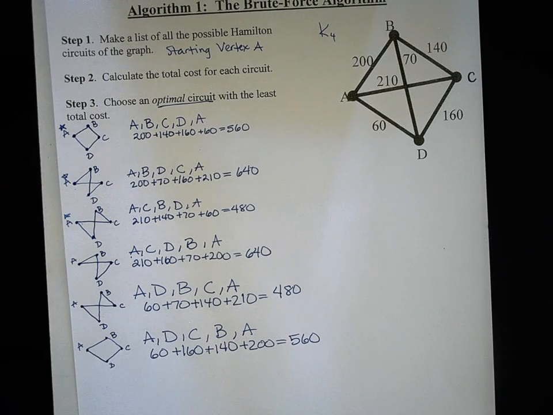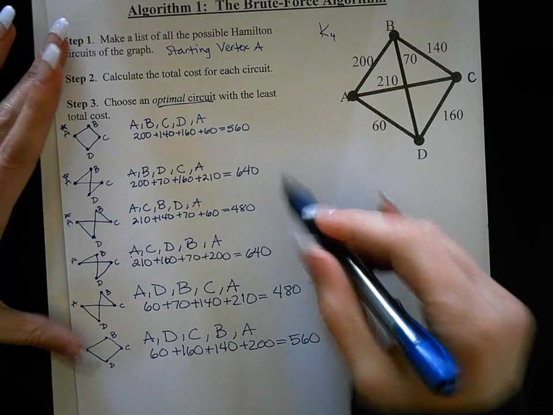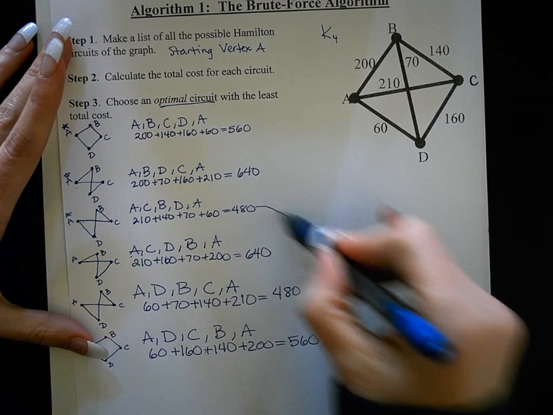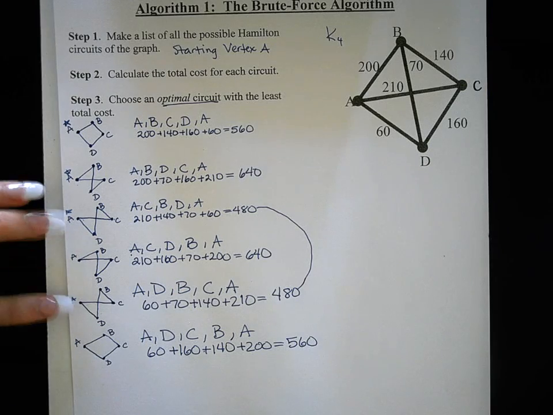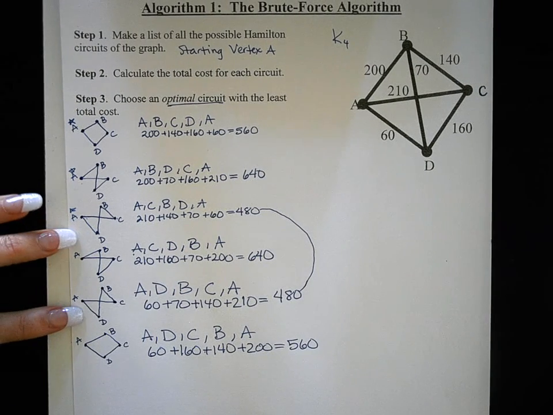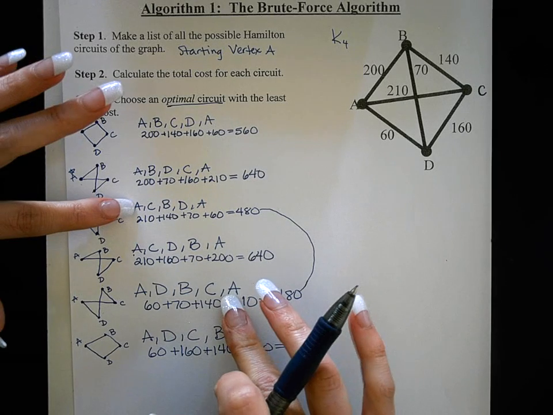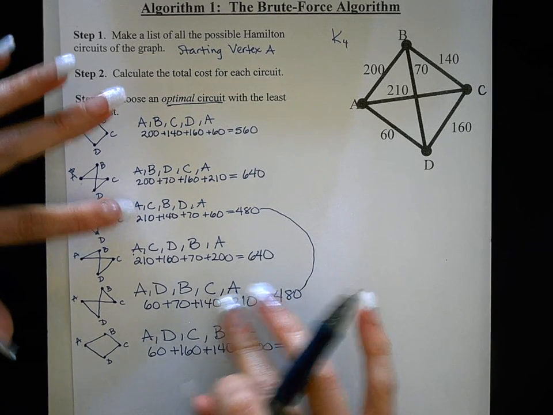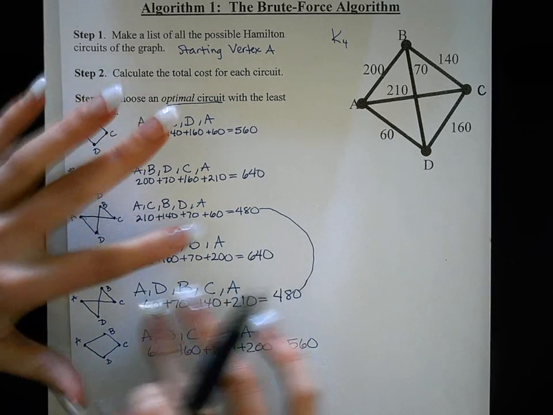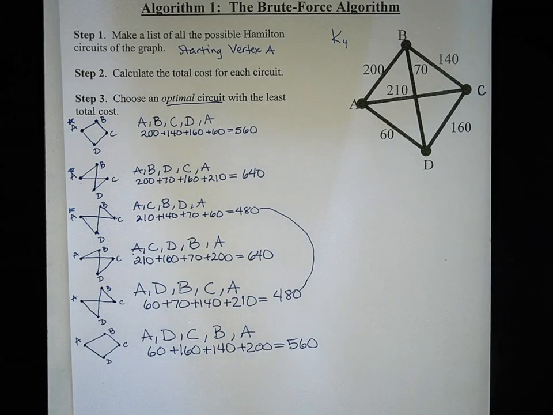Now, if we analyze all of the circuits, we have every single possible Hamilton circuit listed starting at A. We've calculated the total cost. Now we just have to choose the optimal. And if you can see here, we have 2 at 480. And if you look at their pictures, you can see that the Hamilton circuits are exactly the same. They're exactly the same circuit. All that they are, if you look A, C, B, D, A, is they are mirror images of each other.